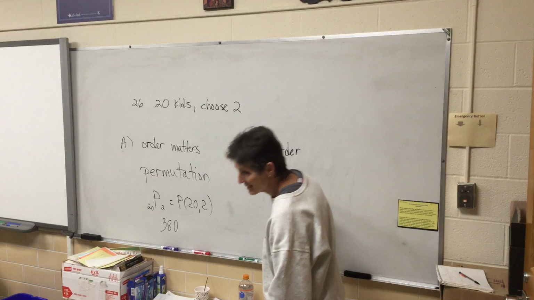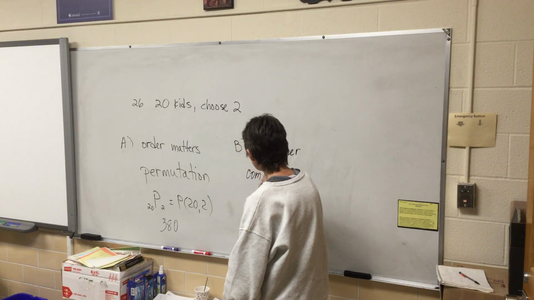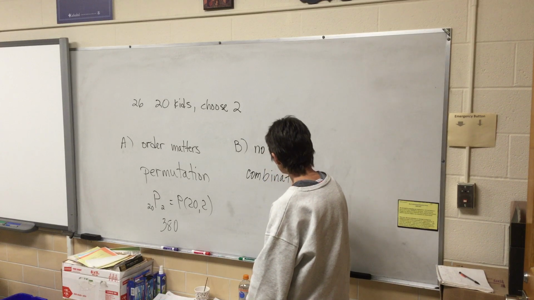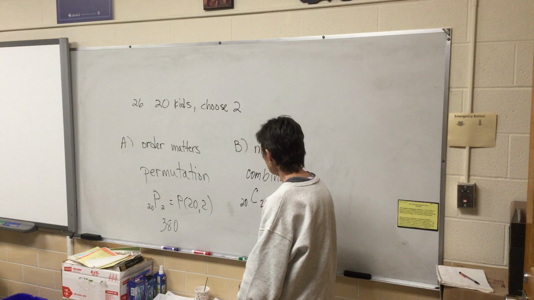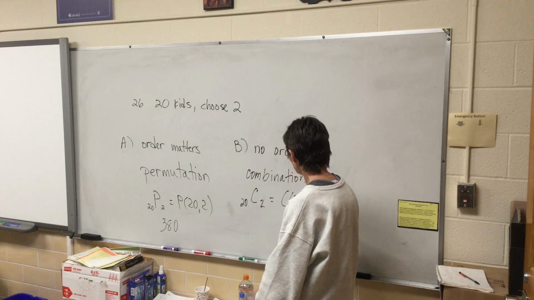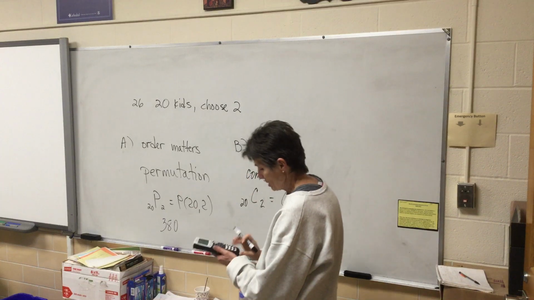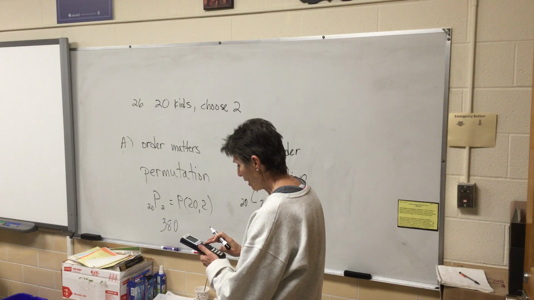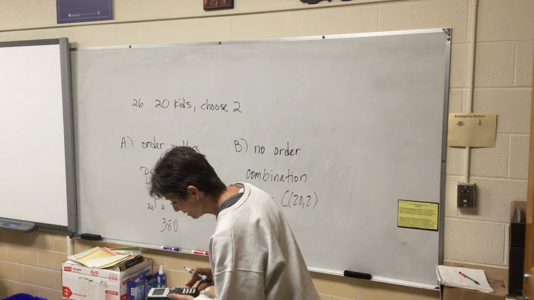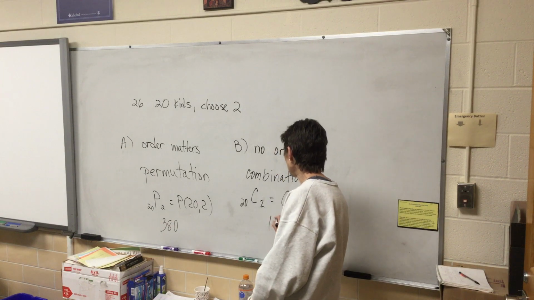Now, when order doesn't matter, that's called a combination. And that is written the same way, but we use a C. So 20, math, prob, and nCr, and that's 190.